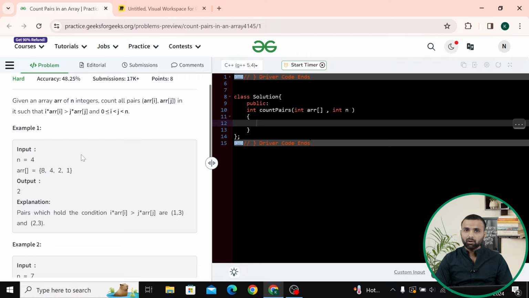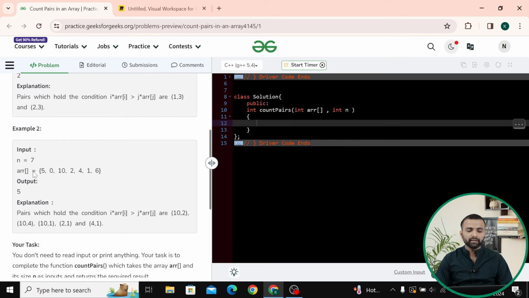So in the first example, if you see n equals 4 and we are given an array 8, 4, 2, 1. Here the output is 2. And in the second example, we are given n equals 7 and the array is 5, 0, 10, 2, 4, 1, 6. Here the output is 5, right?